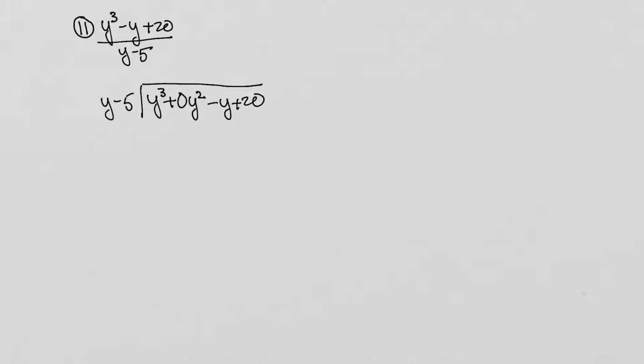Now here's what happens. Here's a divide. So divide the first into the first. Y cubed divided by y is y squared. And now when you multiply, y squared times y is the y cubed. We're okay there. But now what happens? Y squared times negative 5 is negative 5y squared.